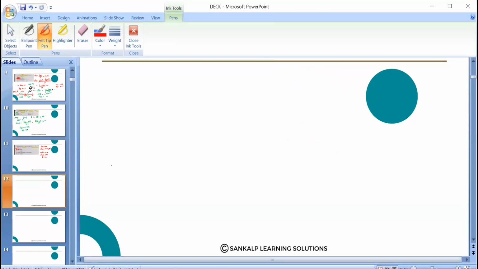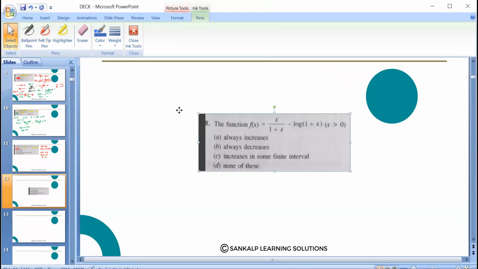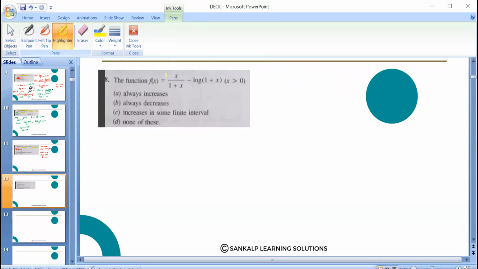This is question number 38. The function f of x equals x by 1 plus x minus log of 1 plus x. For x greater than 0, you have to find whether it is increasing or decreasing. f of x is x by 1 plus x minus log of 1 plus x. So for the derivative, you will use the quotient rule.